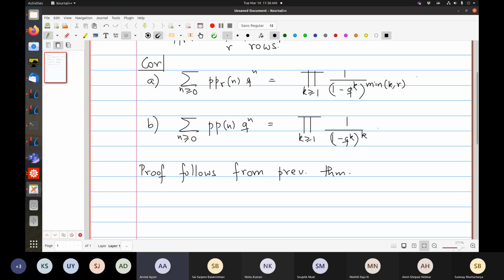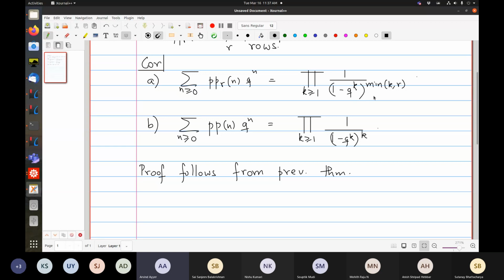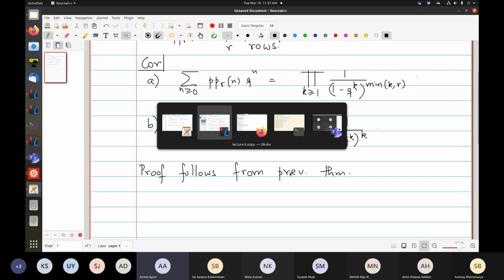So how many times does the term 1 minus q to the k appear here? That's what you want to see, and you want to let s go to infinity. Then you will get k powers until a certain point, after which you will only get r powers. And so it's just a matter of convincing yourself. And then when you let r go to infinity, the minimum of k and r is of course k, and then okay. So right. Any questions about this?